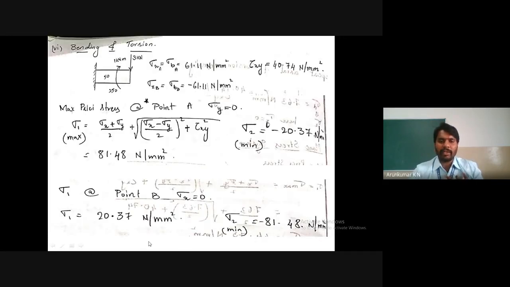Clear? And find out the maximum shear stress, sigma 1 minus sigma 2 by 2. Maximum shear stress, sigma 1 minus sigma 2 by 2. Is it clear, the bending and torsion? It's a combination of two loads. Is it okay?